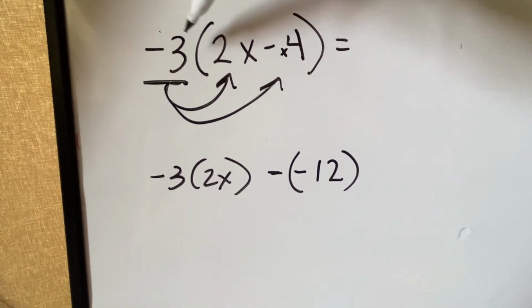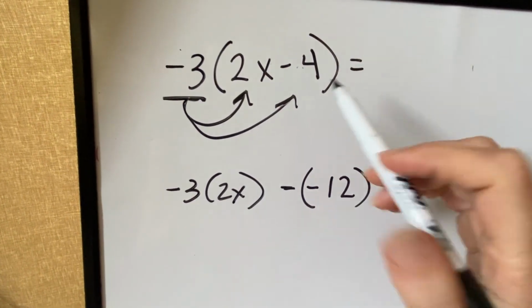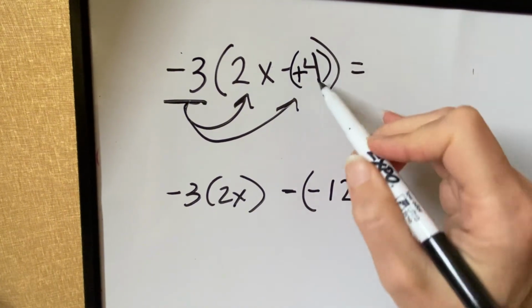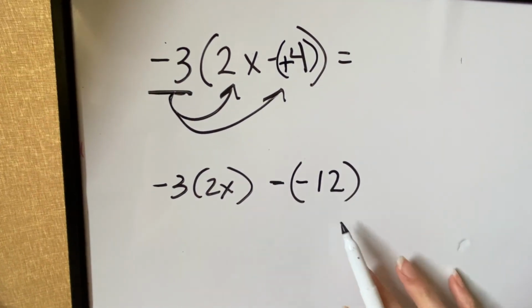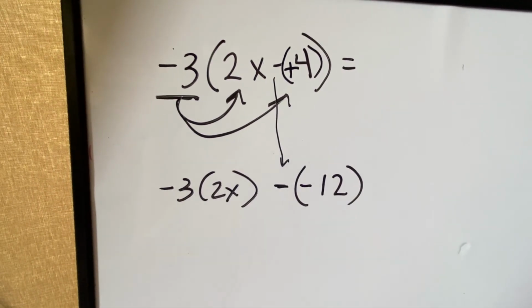Okay, so I took -3 times, let me write it so that it's not sideways there, times a positive 4. -3 times a positive 4 is a -12. And then I keep that subtraction sign and I bring it down here.